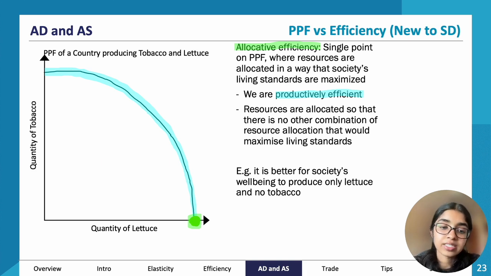standards. So for example, here in tobacco versus lettuce, you can see that it's probably a good idea to produce all lettuce rather than producing tobacco. So that would be allocative efficiency. It's where people's health is being maximized. We're not producing lots and lots of goods with negative externalities like tobacco. So if we produce only lettuce, that is what is best for society rather than producing lots of tobacco.